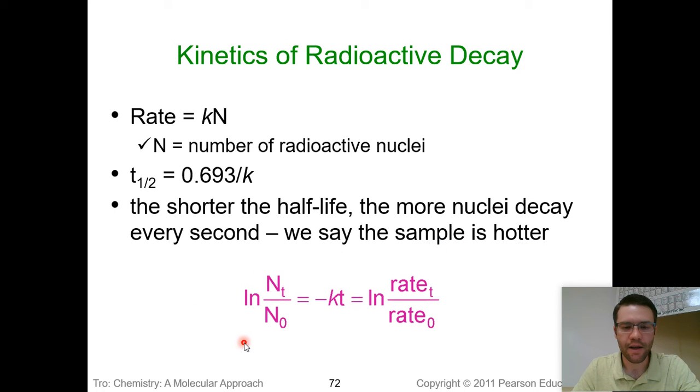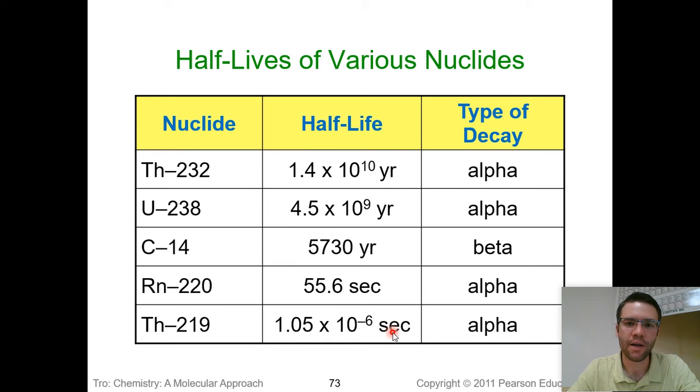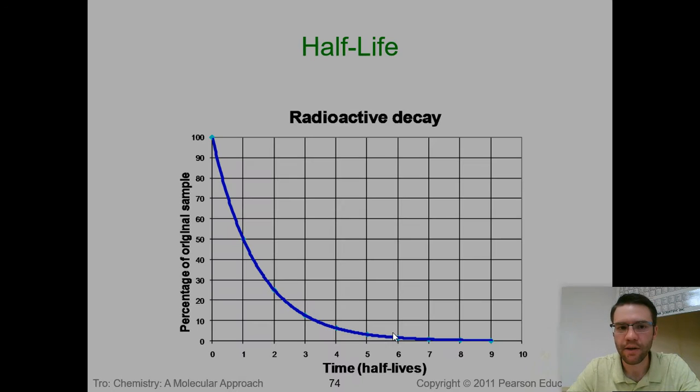This is your integrated rate law: the natural log of the number of isotopes at a given period of time divided by the number of isotopes that you started with. So this is the fraction of isotopes you have left, equals negative k times t. Or negative k times t also equals the natural log of the rate, the decay events per second, divided by the initial rate that you would have had in your original sample. I'll show you what that looks like with a couple examples here. Just so you know, there's a range of half-lives from really long to really short.